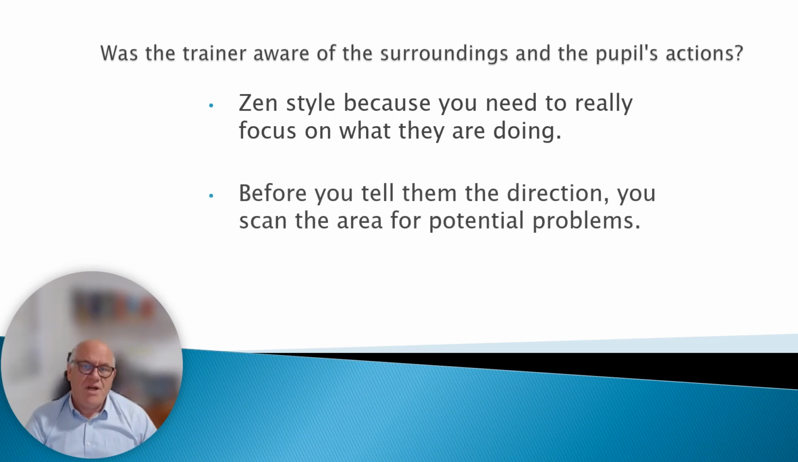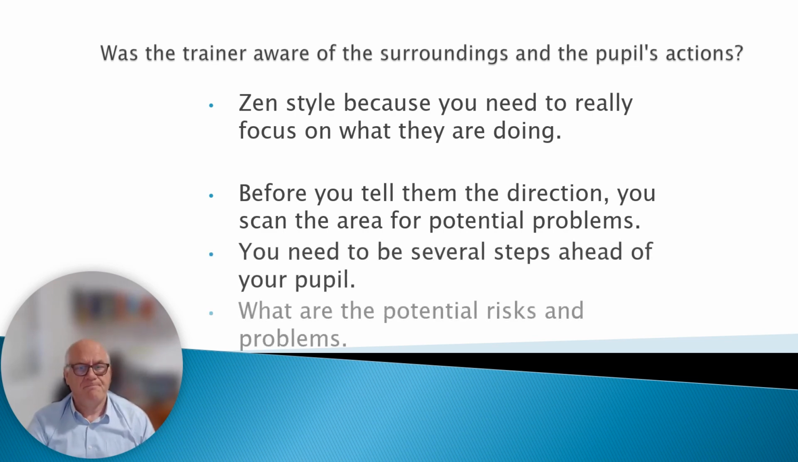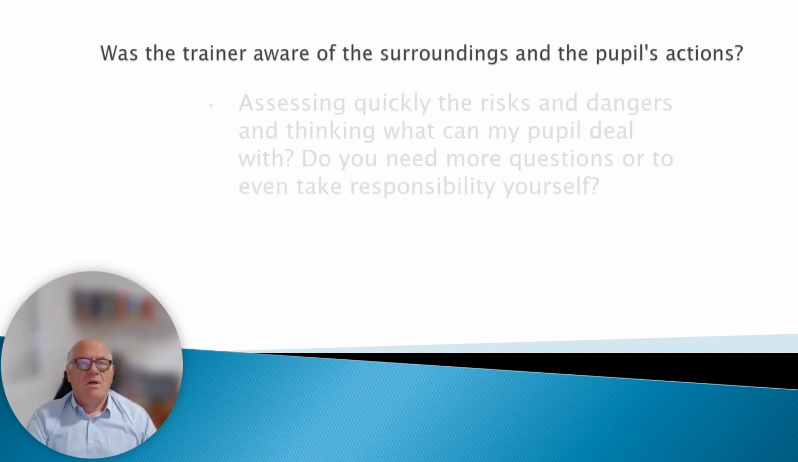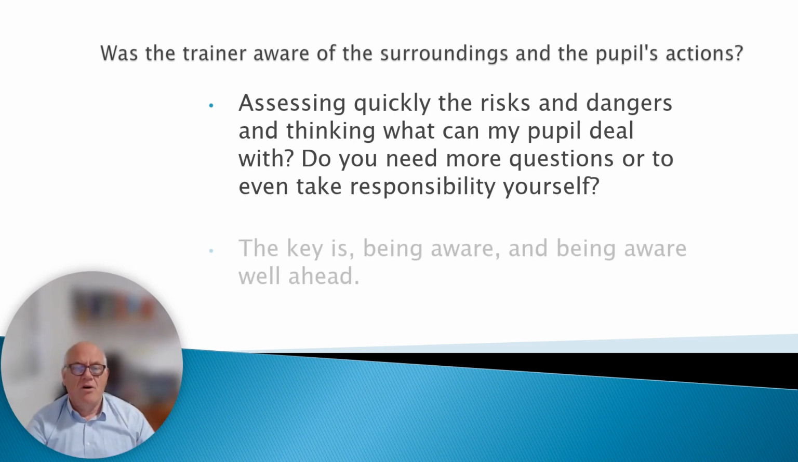As I said before, you tell them any direction, scan the area, look for potential problems. You need to be aware, you need to be concentrating on it for them. Several steps ahead of your pupil. You're assessing risk and dangers very quickly, thinking what can my pupil deal with as well, because there may be some situations coming up. You've got a pupil who's just done basic junctions and things. You've suddenly seen a vehicle coming towards you. Hang on, my pupil's not done this. John, I'll take responsibility for this. You haven't done it. Just slow down a bit, and being aware of where your pupil is.